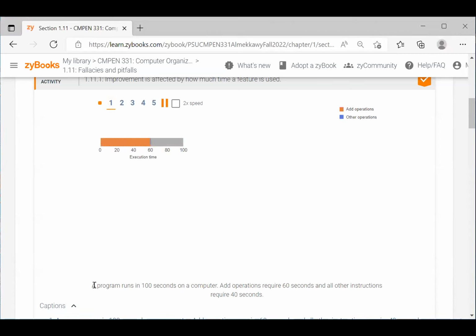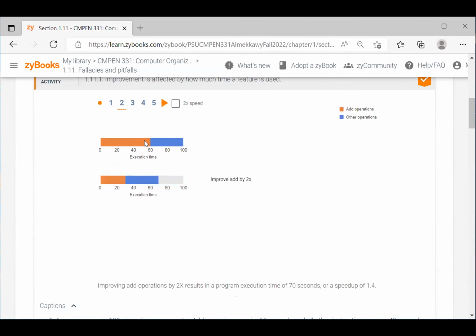Okay, so here it says a program runs in 100 seconds on a computer. So the total here is 100 seconds. The add operation needs 60 seconds. All other instructions require 40 seconds. So I have a certain particular program, it has an addition and other tasks, but the addition by itself consumes 60 seconds out of the whole 100 seconds. Okay, that's fine. What's next?